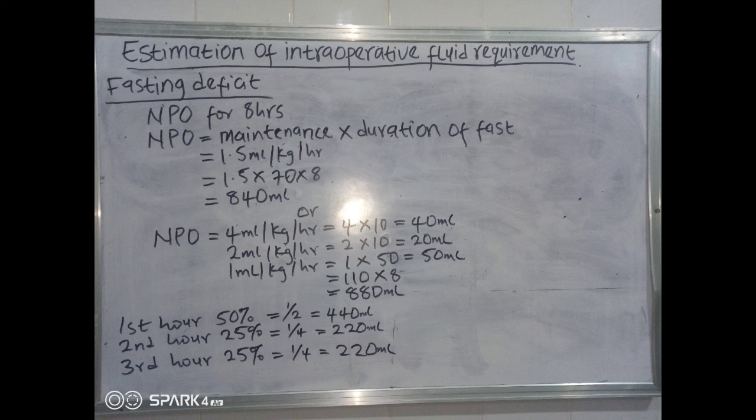Now, for this value, for the first hour, you give 50% of the fluid, which is half, that is 440 ml. For the second hour, you give 25% of the fluid, which is a quarter of the fluid, giving us 220 ml. For the third hour, you give 25% also, which is also a quarter, giving us 220 ml.